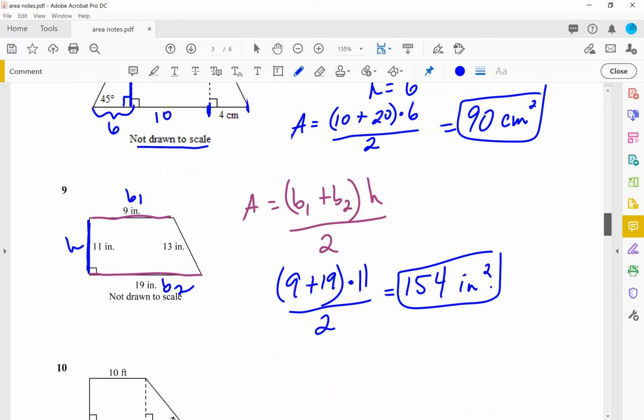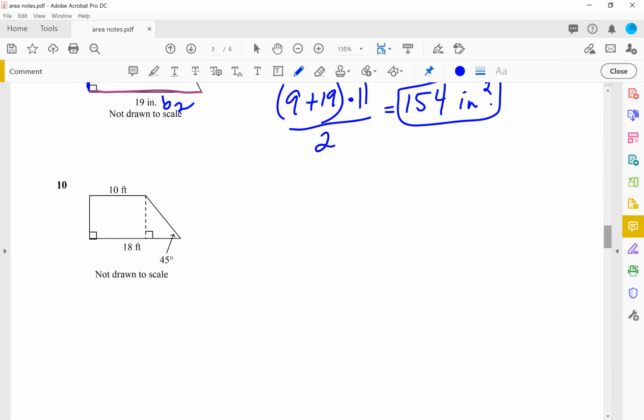Okay, next trapezoid here. Again, 45, 45, 90. Be careful. This part right here is 10. So this section right here is going to be 10. And we can see the whole side down here is 18. So that means this part is 8. Since this is a 45, 45, 90 over here, that means that this height will also be 8.